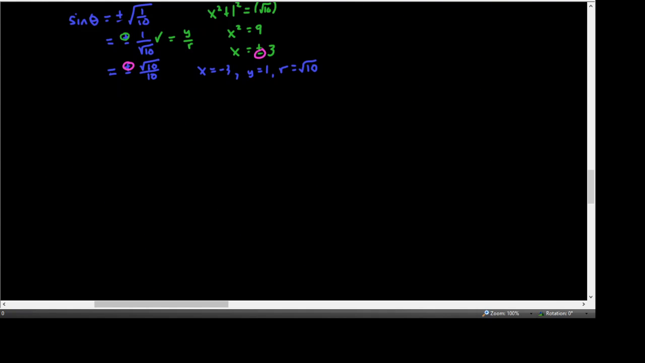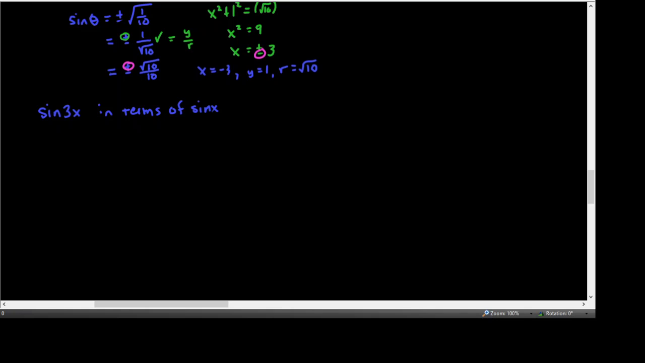Next problem. In fact, why don't you try this one on your own first and see if you can do it. Write sine of 3x in terms of sine of x. Pause the recording and see if you can figure this one out by yourself. Okay, let's see how you did.